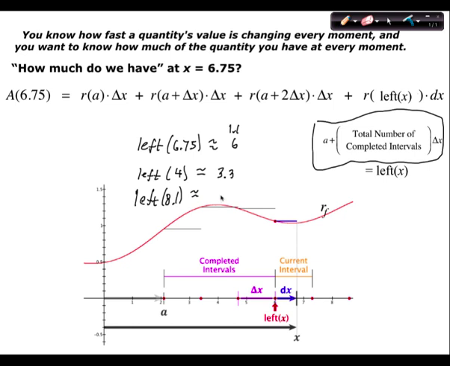What do you think? About 7.2? Something like that? All right. What's left of what's left of 7.5? Is it equal to left of 8.1? Yeah. Exactly equal, right? Whatever we guess for left of 8.1, it's going to be the same result for left of 7.5.